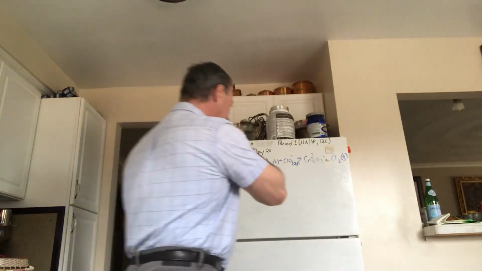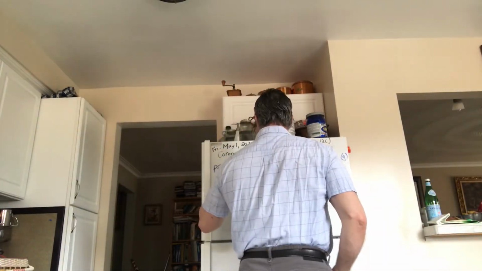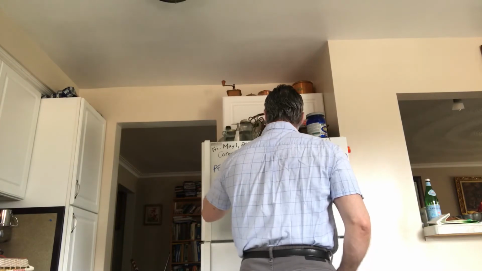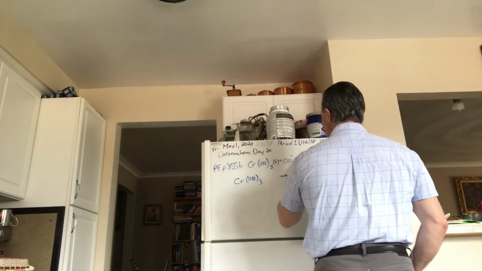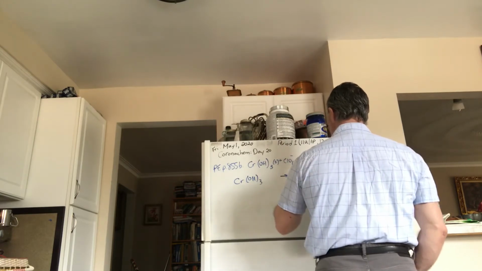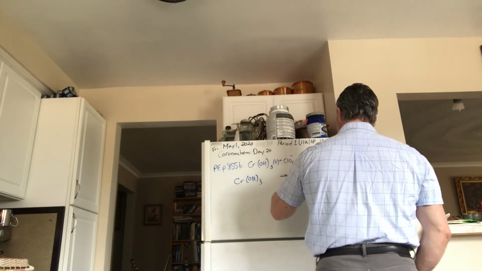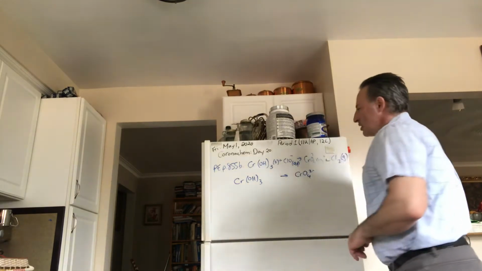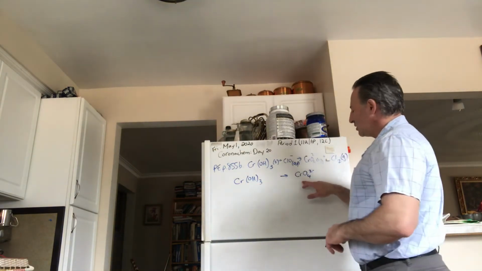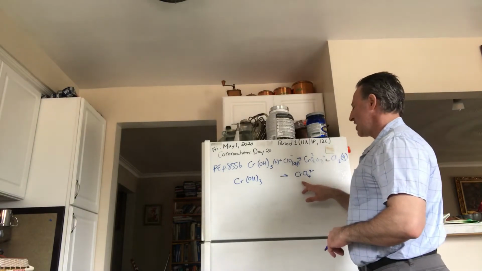So the first thing to do is to separate it into half reactions. So we're going to show the chromic hydroxide first. Leave out the phases while you're doing the calculation, just to make it easier and to have less clutter. Then you can reintroduce them at the end. So chromic hydroxide is turning into chromate, is your first half reaction.